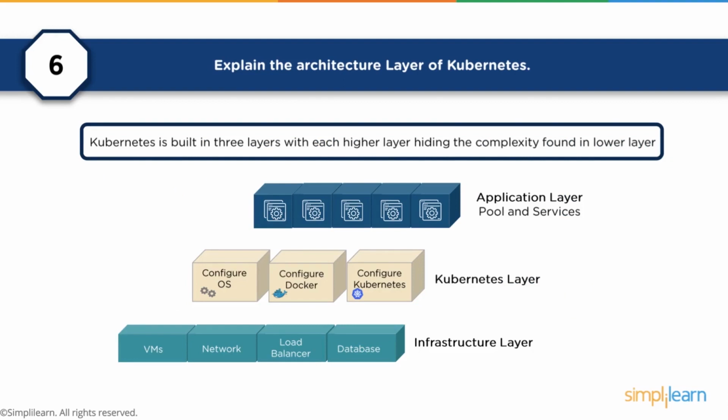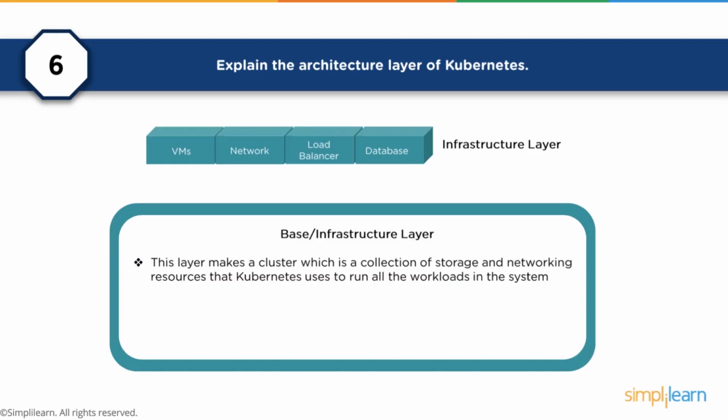So let's break out the architecture of Kubernetes. You're going to be asked to explain how the Kubernetes architecture is structured. There are three key areas: the application layer, the Kubernetes layer, and the infrastructure layer. We're going to start off with the infrastructure layer. The infrastructure layer is our base layer, and this is where you make your clusters for your collections of storage and networking resources within Kubernetes.